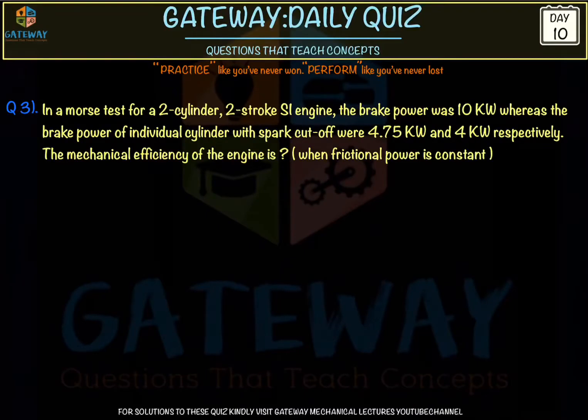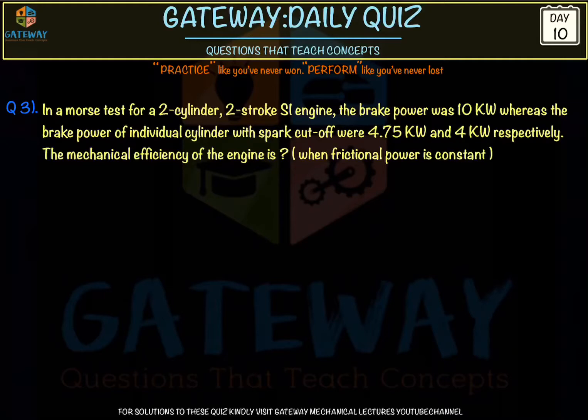Next we will move to question number 3. Morse test for a 2-cylinder 2-stroke SI engine. So we are conducting the Morse test. Go through the procedure of how we conduct the Morse test and for what purpose we conduct it. The Morse test is mostly conducted to calculate the frictional power.